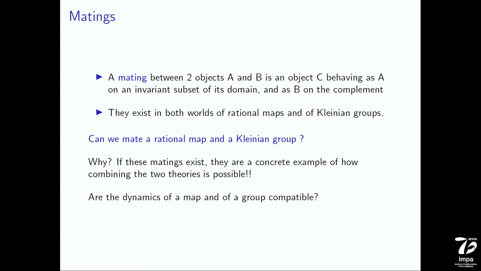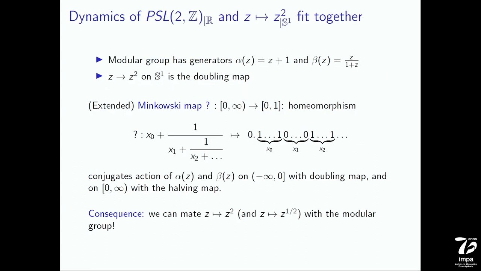Thank you. Okay, so are the dynamics of a map and of a group compatible? And yes, they are. This is something that Shaun Bullett and Chris Penrose realized in the early 90s. There is a map that conjugates the dynamics of the modular group on its limit set with the dynamics of zeta squared and its inverse on their limit set, their Julia set. What am I speaking about? Well, the map zeta squared on the unit circle is the doubling map because the modulus remains one and the argument doubles.